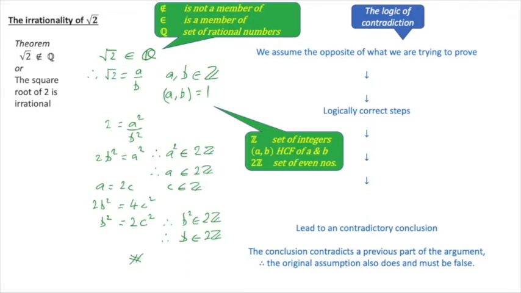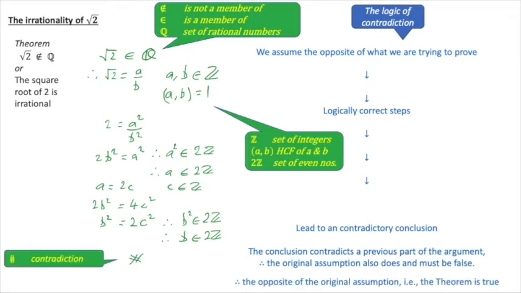And we therefore have a contradiction, and that means that the opposite of the original assumption, so the opposite of root 2 being a member of the rational numbers, is true, which means root 2 is not a member of the rational numbers.